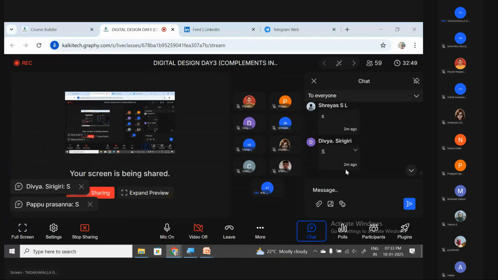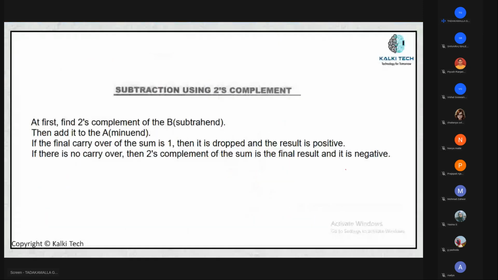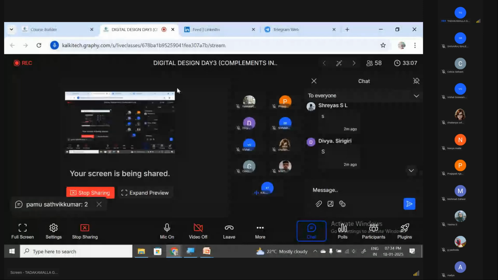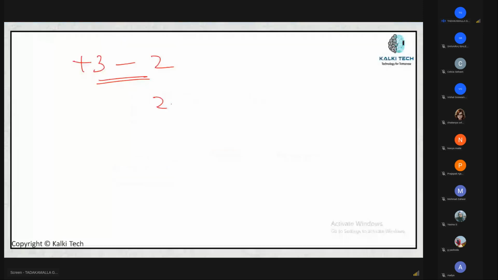Now let's say we want to perform subtraction using 2's complement. Let us take the same example, first +3 -2. On which number should we perform 2's complement? 2 is 0010. We perform one's complement on this, that is 1101, plus 1, that is 1110.